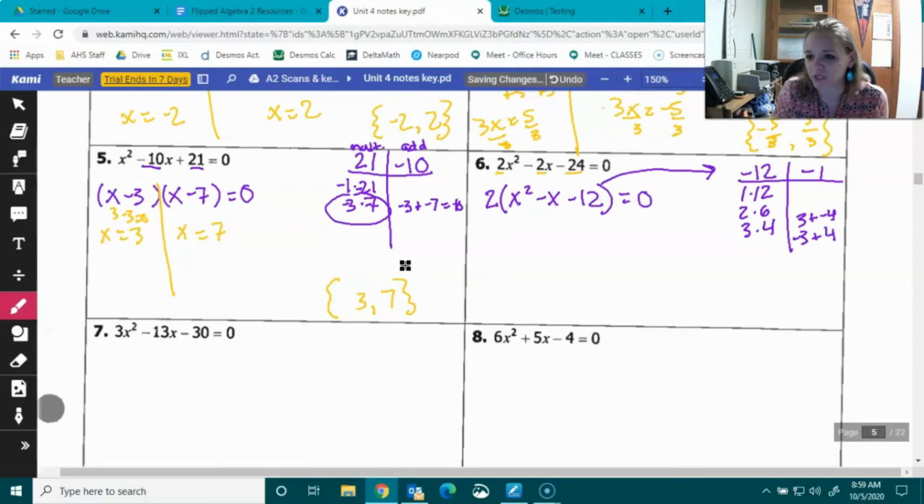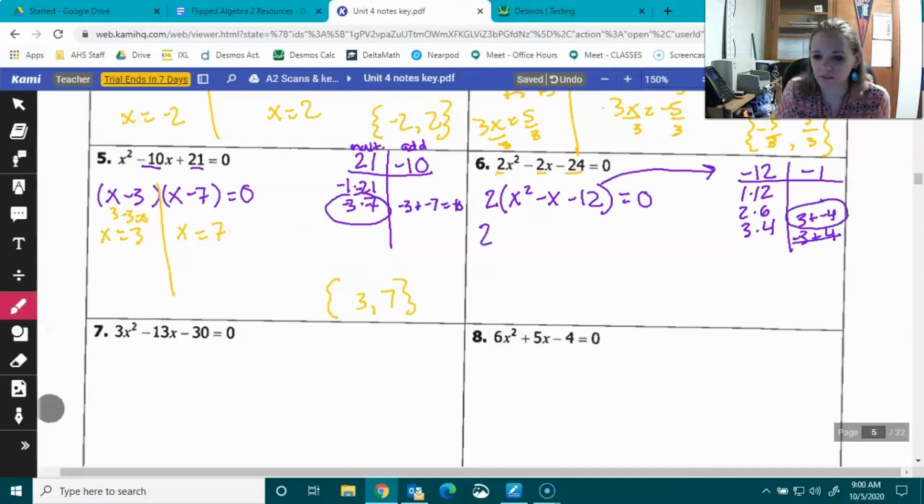Which one will give me, because again, this column is multiplication, this column I'm adding, whatever pair that I think it is. 3 plus negative 4, yeah, that would give me a negative 1. Negative 3 plus 4, no, that would be positive 1. So it's not that one, it is this one.